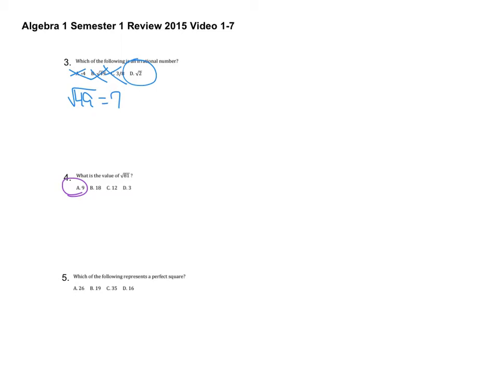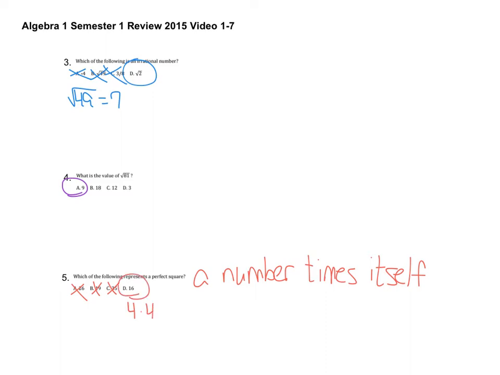Which of the following represents a perfect square? Remember, a perfect square means a number times itself, when we're talking about squaring and square root. And a perfect square means the square root is a whole number. So does a whole number times itself equal 26? No. Does a whole number times itself equal 19? No. Does a whole number times itself equal 35? No, but 4 times 4 equals 16. So my answer is D.